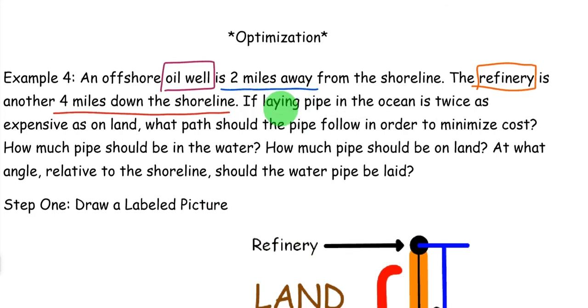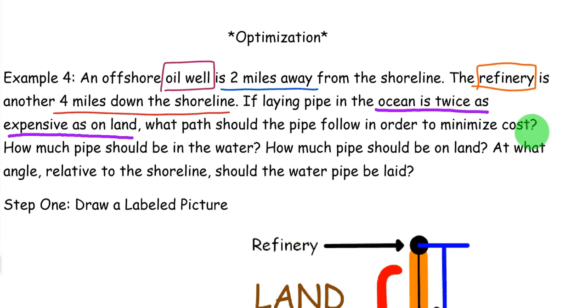Let's read this. If laying pipe in the ocean is twice as expensive as on land, so underlining that. Now, why is that important and what does that actually mean? Well, in other words, it's costly to lay that pipe that's going to be pumping the oil to the refinery. It costs twice as much to lay it in the ocean as it does on land. And the reason for that has to do with the ability to lay it in there. It's just hard to work when you're in water. It's a lot easier just to drill a trench and lay that pipe on the land.